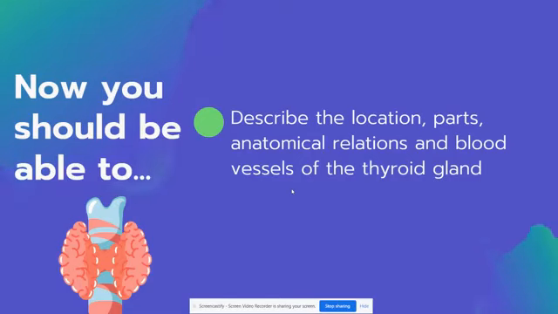So now you should be able to describe the location, parts, anatomical relations, and blood vessels of the thyroid gland.